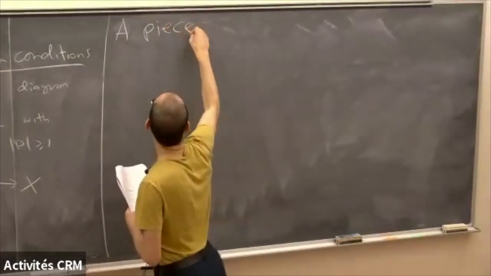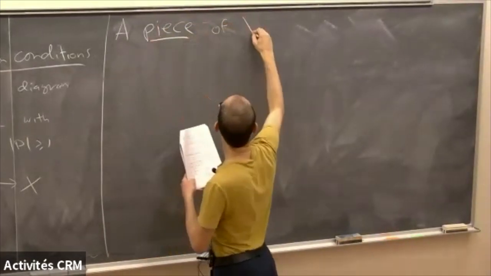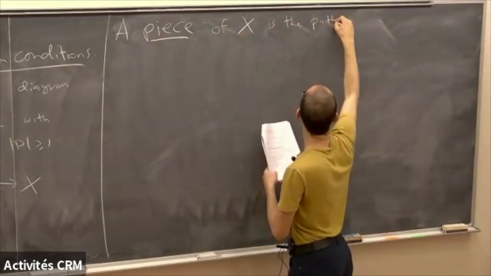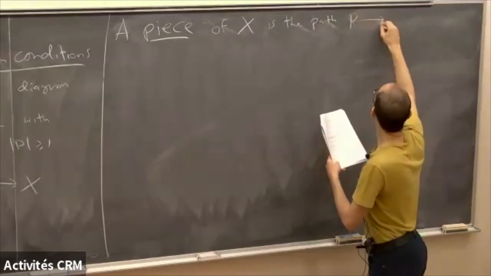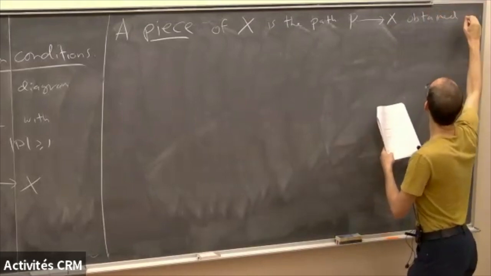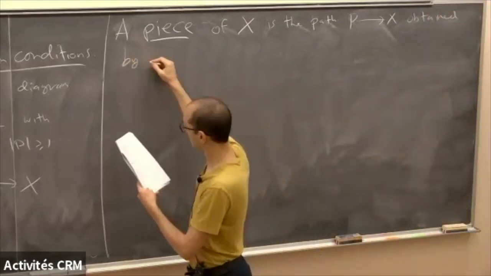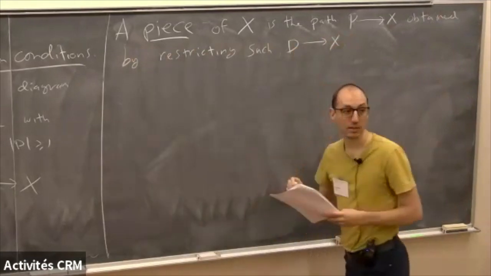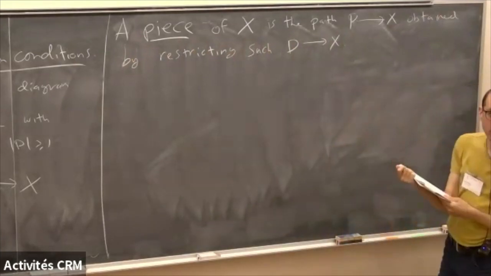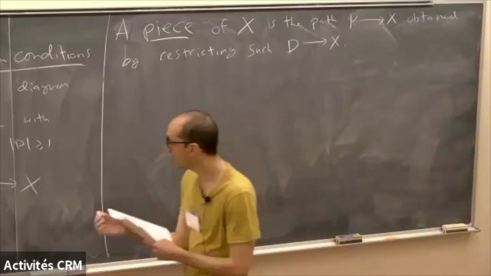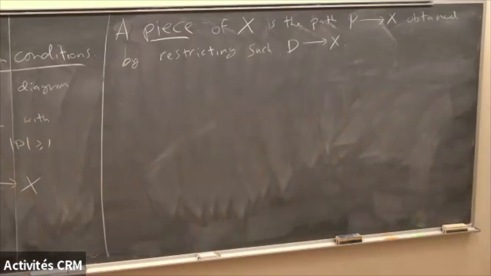A piece of X is the path P to X obtained by restricting this diagram D to X. Right. So if P can appear somewhere as the intersection of two cells in a reduced disk diagram, that's what it means for P to be a piece.